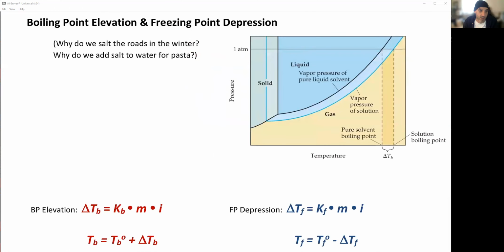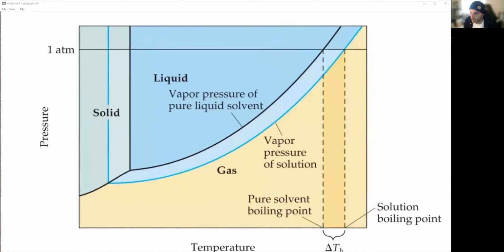So boiling point elevation and freezing point depression. First of all, what we should notice is here's my phase diagram. The pure substance is this black line here. What we notice is that by creating a decrease in vapor pressure, we have now actually adjusted the gas, liquid, and solid phase diagram. And ultimately what we see is an increase in boiling point and a decrease in freezing point, all because we have essentially changed the vapor pressure. So changing the vapor pressure of the solution is what actually changes these things.